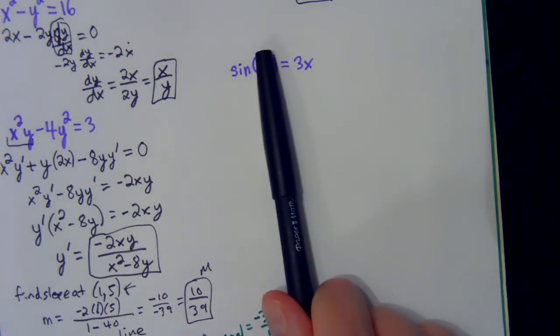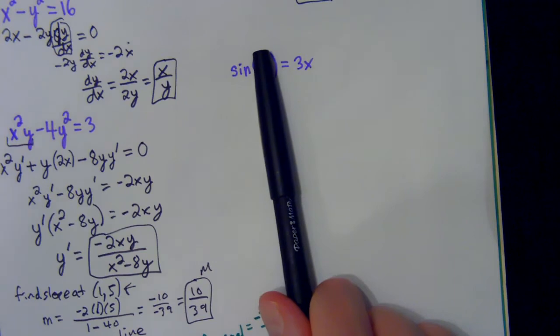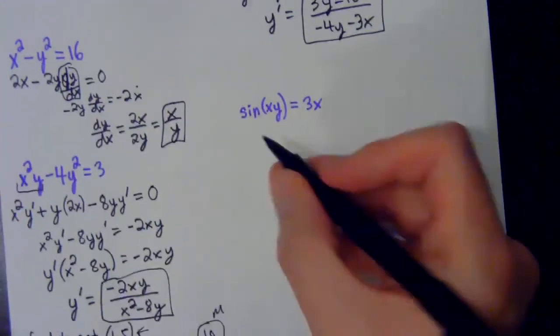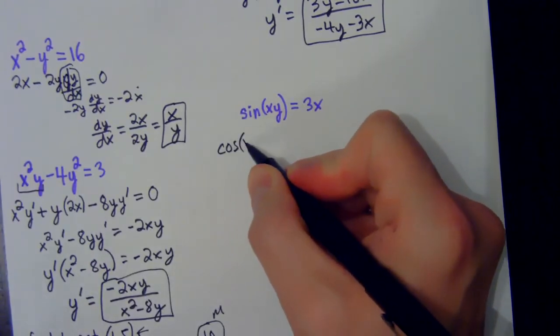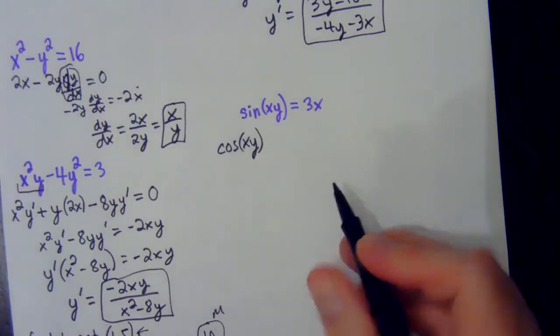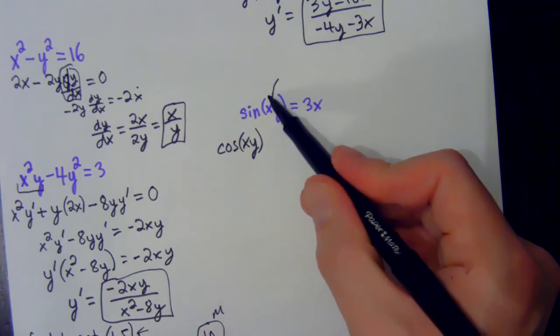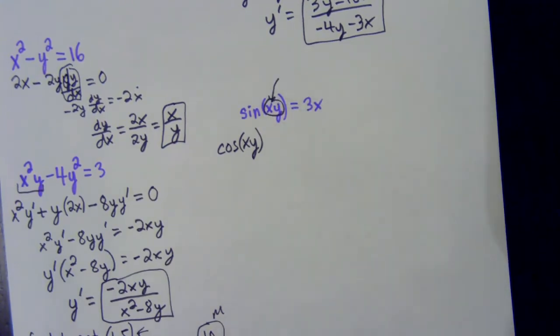This is a trig problem. If you do the sine of an angle, when you do the derivative, you're going to do cosine of that angle times the derivative of that angle. So we're going to do cosine of that angle, leave that angle alone, and then times it by the derivative of that angle.